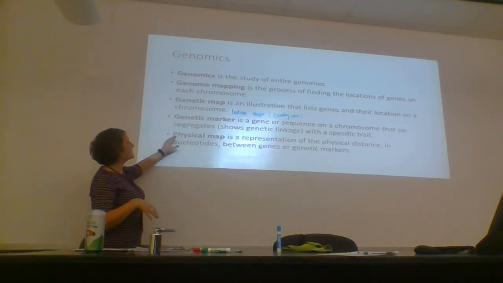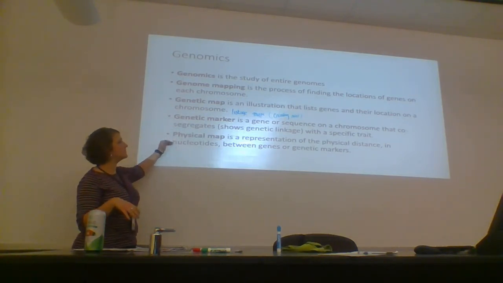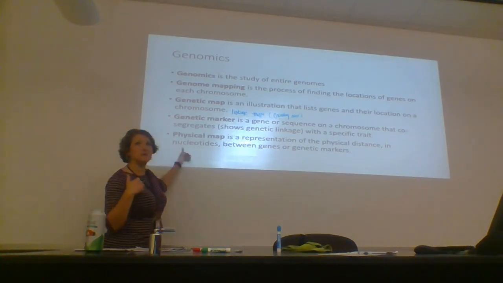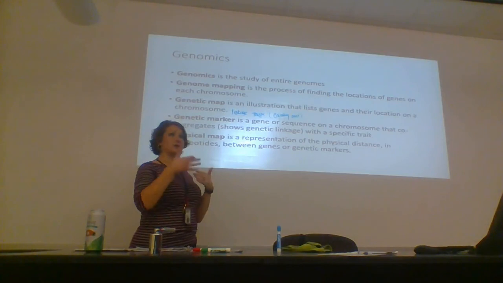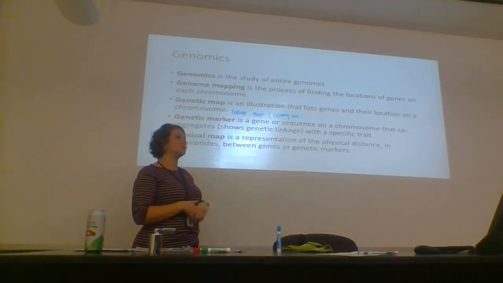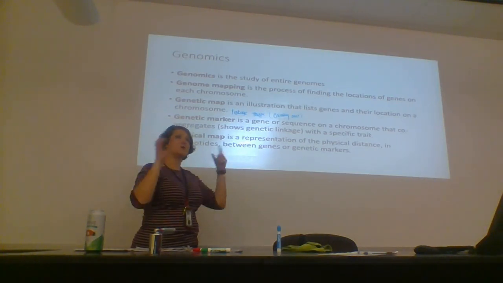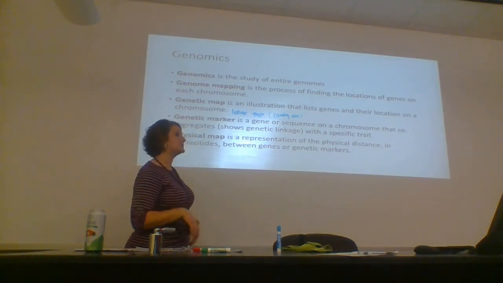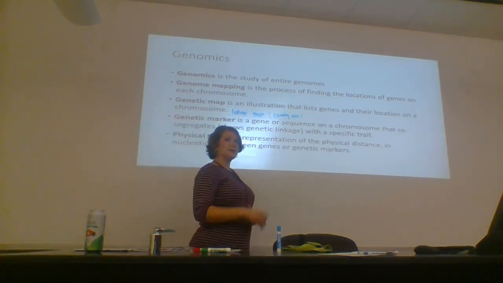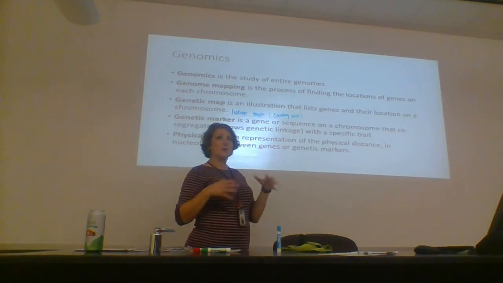The physical map is a representation of the physical distance in nucleotides between genes and genetic markers. So there's a lot that has to go on, like looking at how many nucleotides are in between, where those things are located, what's associated with that particular space. There's a lot. And it gets complicated when you've got an organism with 23 pairs.